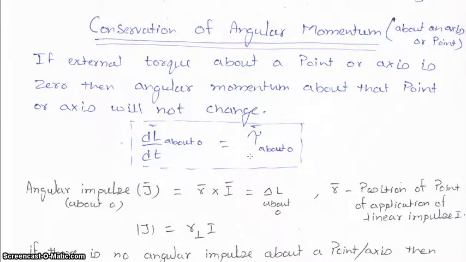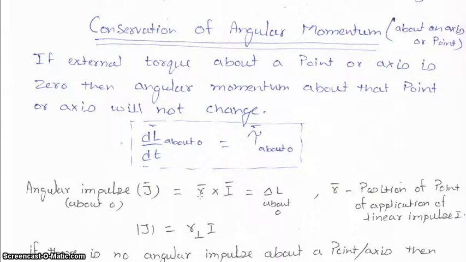The rate of change of angular momentum is directly proportional to the external torque. There is one more term we should learn, which is angular impulse. Again, it is defined about a point or an axis. So what is angular impulse?